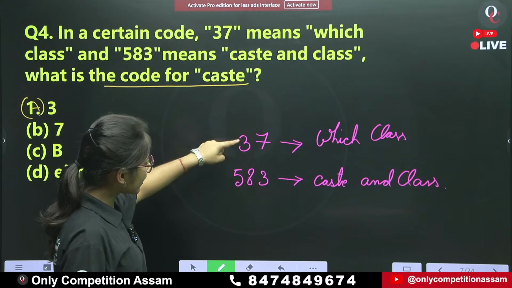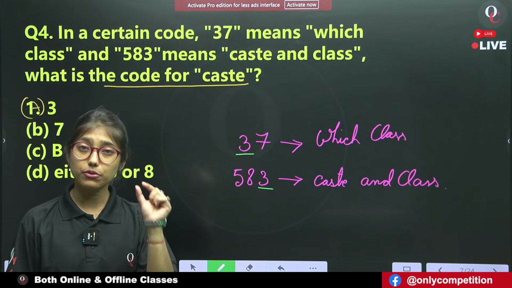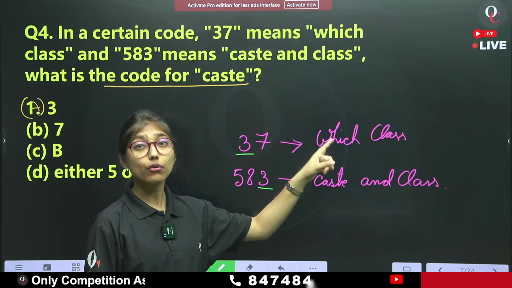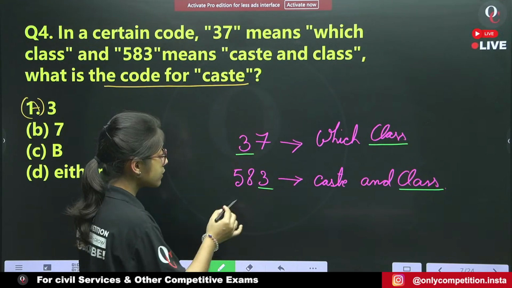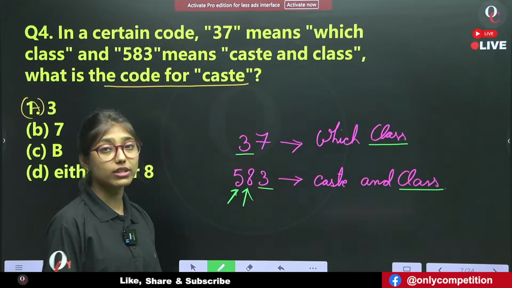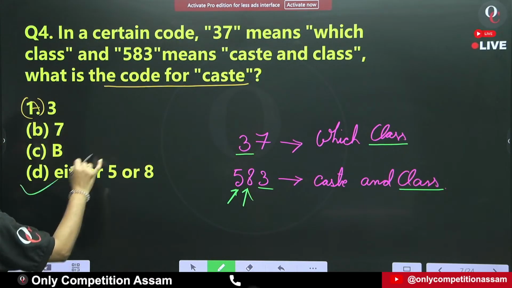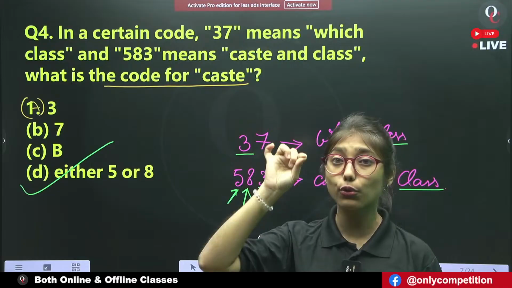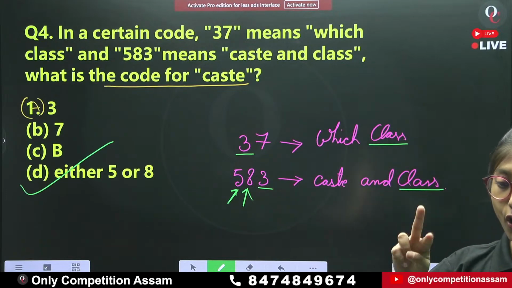Now, which is the common number in both the sentences? 3 is the common number in both the sentences. If 3 is the common number, then you will also find a common word here. Which is the common word? Class is the common word. Now, in this particular number, 583, we don't know what is 5 and what is 8. And therefore, the code for caste will be either 5 or 8. When we are unable to find a definite code, then we write that particular word in either-or form.